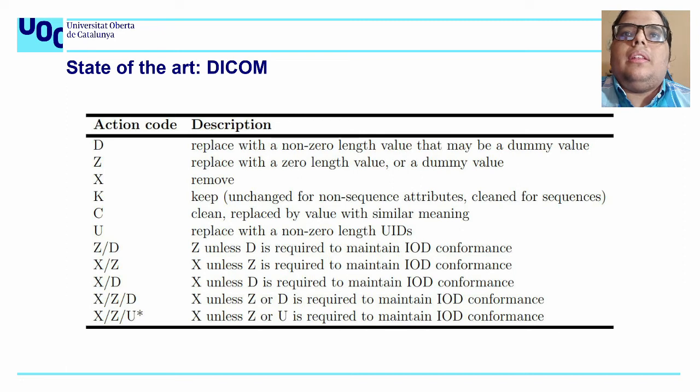In DICOM, for the attributes, we can have something called confidentiality profiles. These profiles have the goal to protect the information of the patient and organization by specifying some rules about deleting or replacing the data. We have here in this table the action codes and the description of each of them. We have replaced by dummy data, replaced by zero or dummy data, remove, keep, clean, and some combinations.